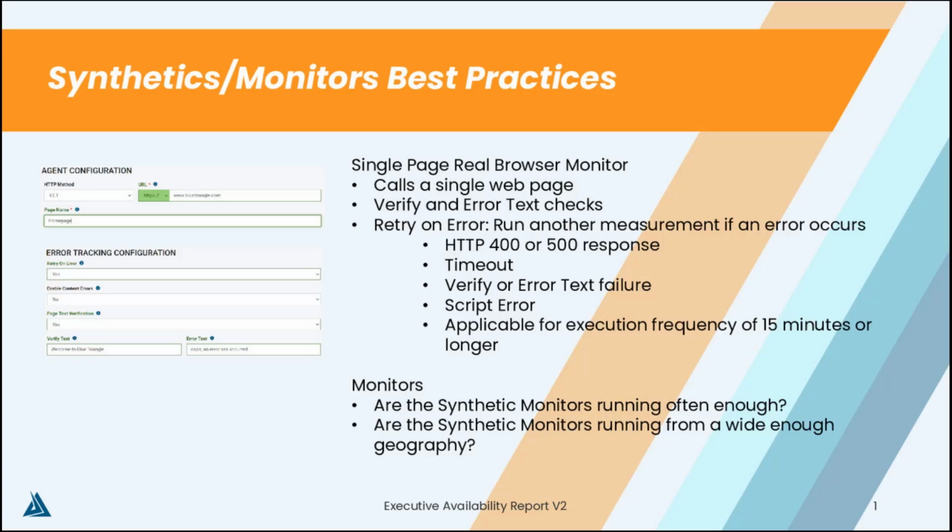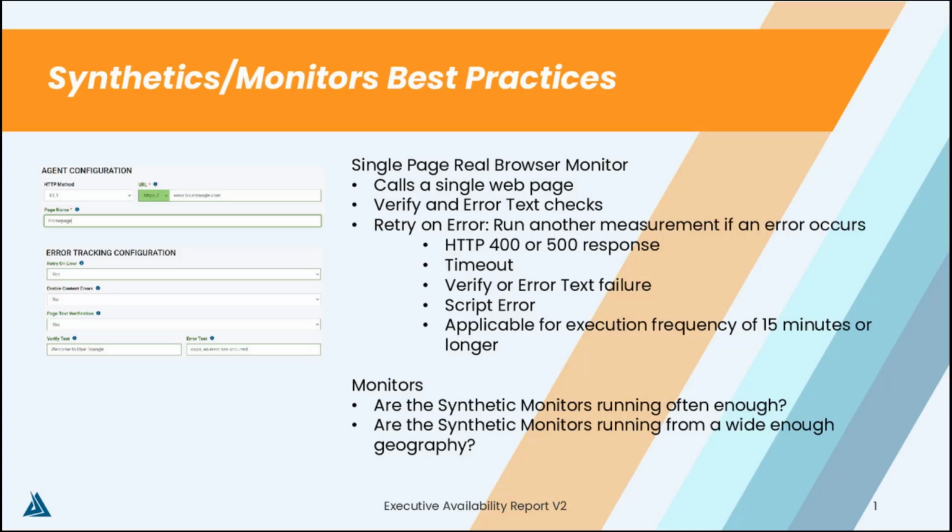I have listed here a few of the reasons why a monitor would fail. So we have an HTTP 400 or 500 response, so a bad request or a server error. We have timeouts. I mentioned earlier about you make a request and you don't get a response back. That's called a timeout. We talked about the verifying text, the text for failures. There's also script errors. Typically, you're not going to see that on a single page real browser monitor, but you'll see mostly that occurs in the multi-step, which we're going to talk about next.